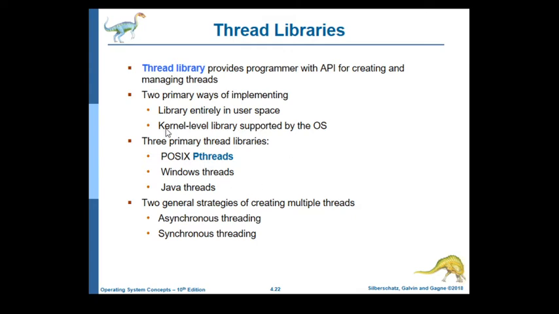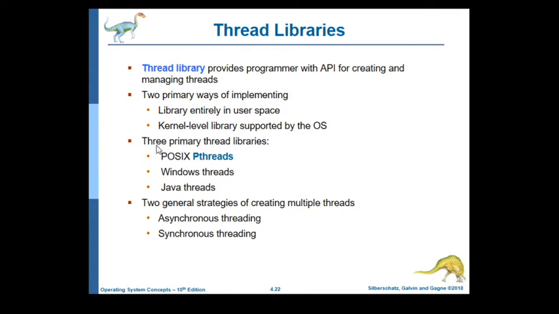The second one is to implement a kernel-level library supported directly by the OS. In this case, code and data structures for the library exist in kernel space. So invoking a function in the API typically results in a system call to the kernel.